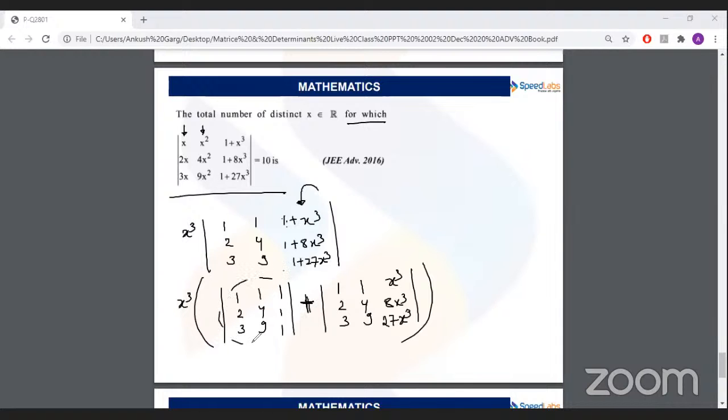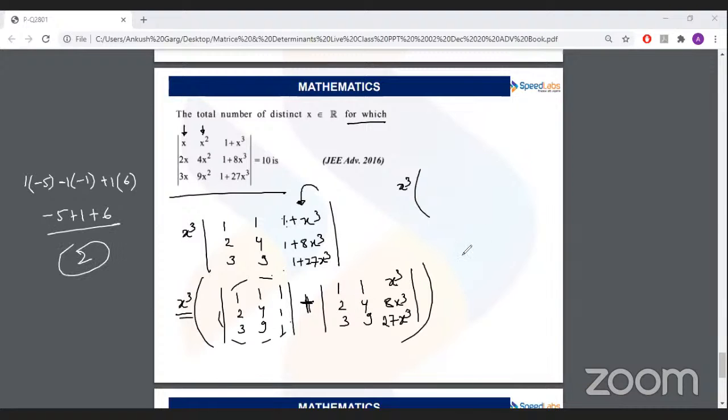Now this determinant value you can find simply. Here I can take x cube common, so this x cube will be multiplied with both determinants. So x cube into this determinant, let's calculate its value. That will be 1 into 4 minus 9, that is minus 5, minus 1 into 2 minus 3, that is minus 1, plus 1 into 18 minus 12, that is 6. So minus 1 plus 1 plus 6, that comes out to be 2.